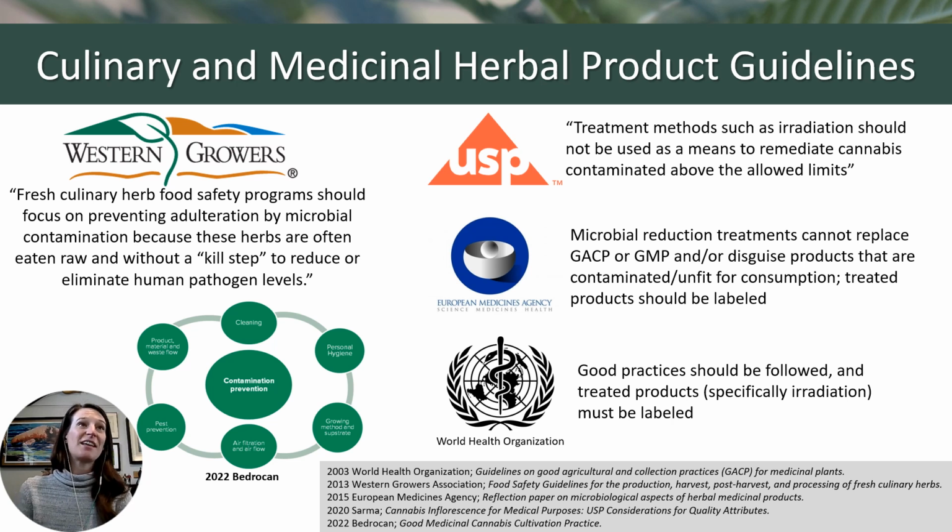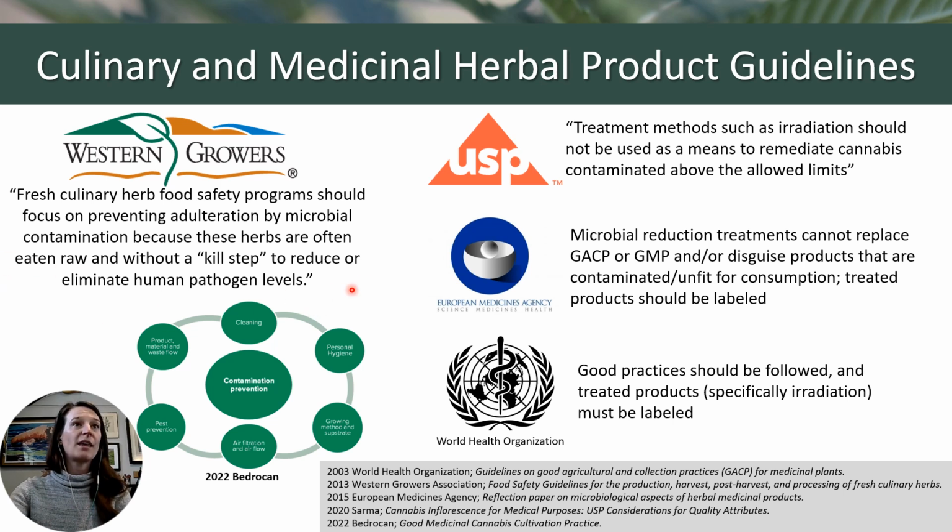So when you look at culinary herbal products, the Western Growers Association, and I quote, says that these safety programs should focus on preventing adulteration by microbial contamination because these herbs are often eaten raw and without a kill step. And they say to do that to reduce or eliminate human pathogen levels.